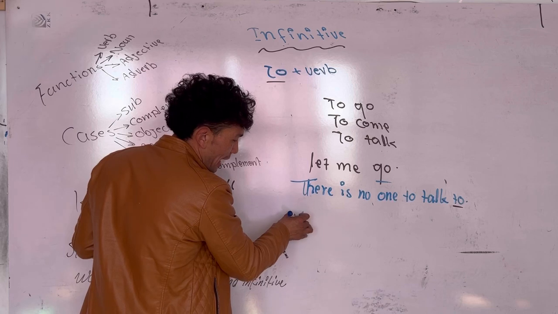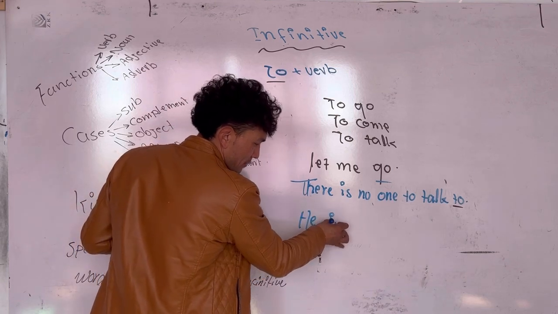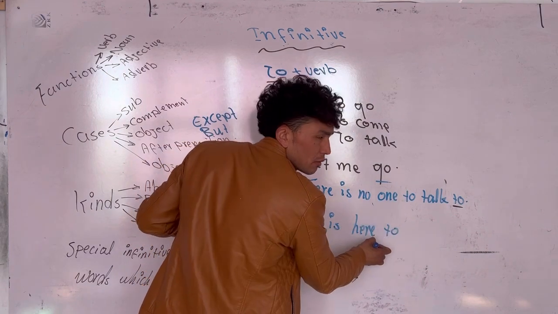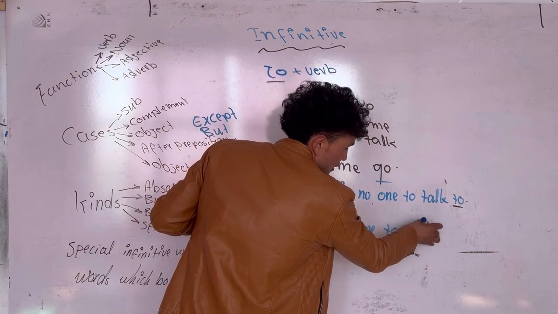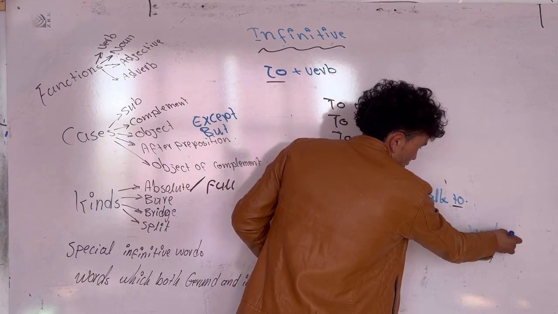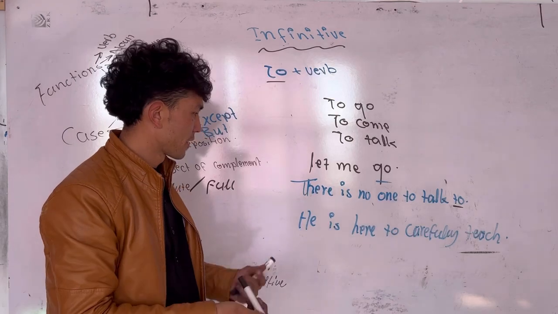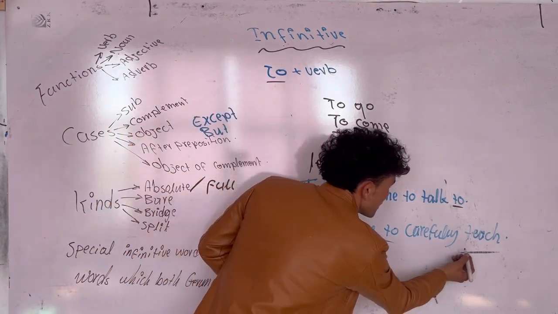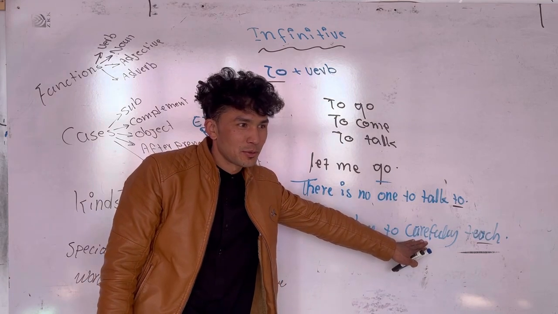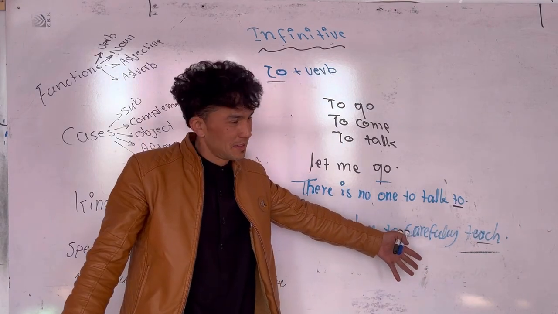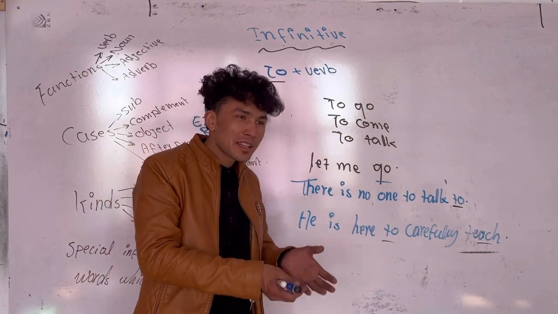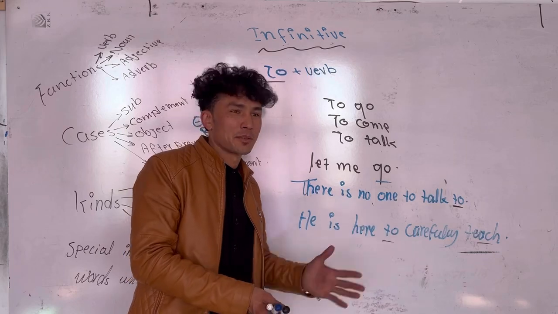So he is here, for example, he is here to carefully teach. To carefully teach. So this is a split infinitive. Don't understand, Michael? Yeah, sure. To carefully teach. Most of the people think that this is informal. This can be used, but people prefer not to use this.